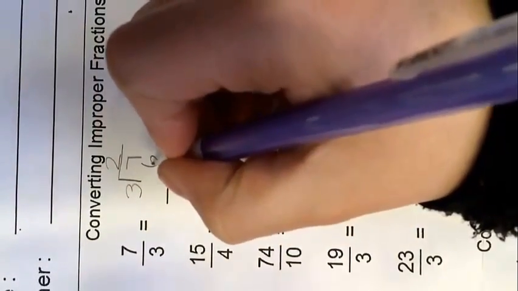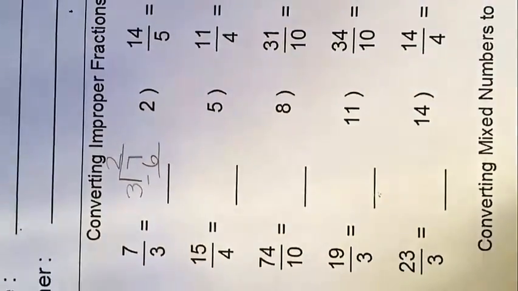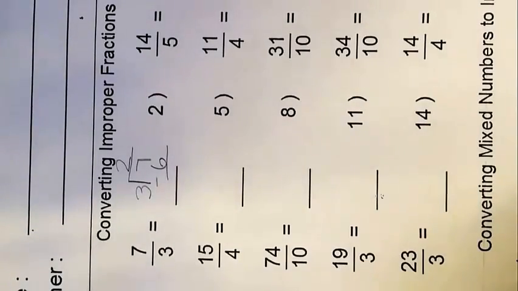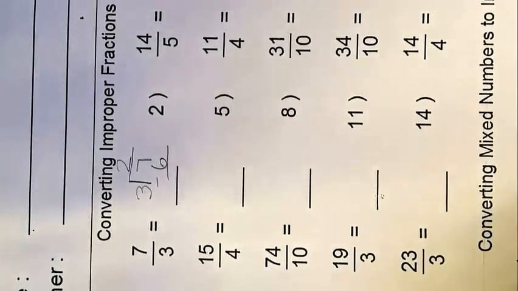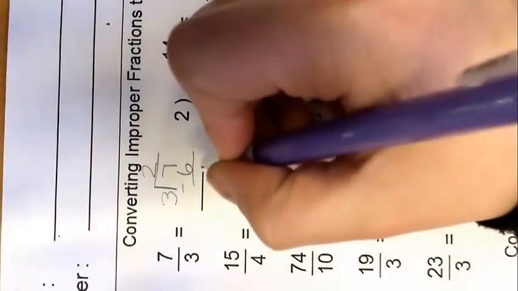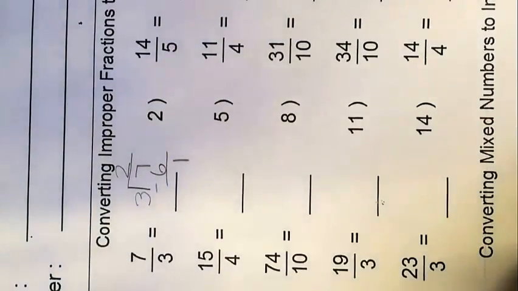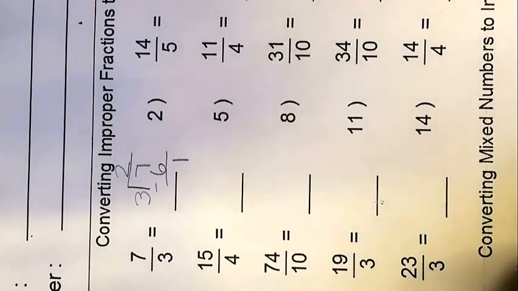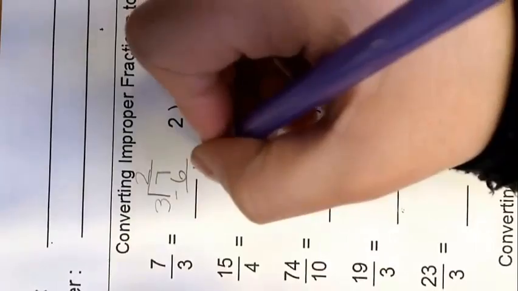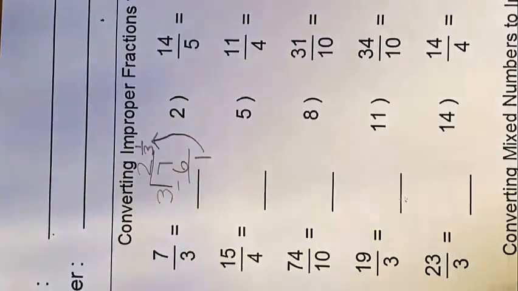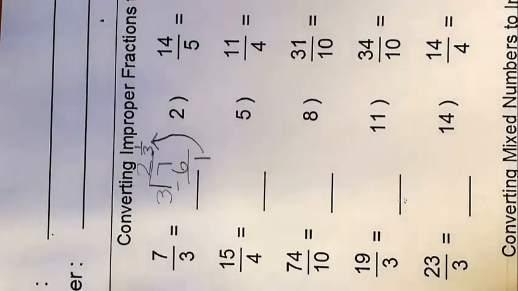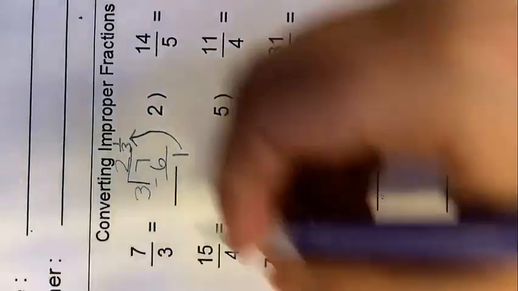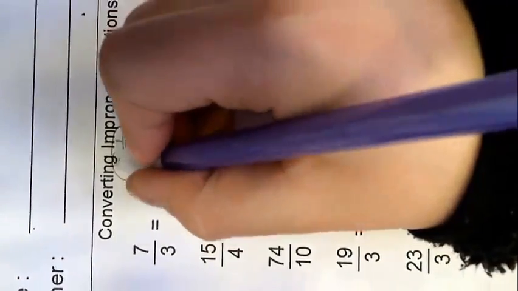Bring down the 6. Is there a remainder? Correct. What do we do next? Good. We bring it to the top, and we do 1/3. So what is our final answer? 2 1/3. Correct.